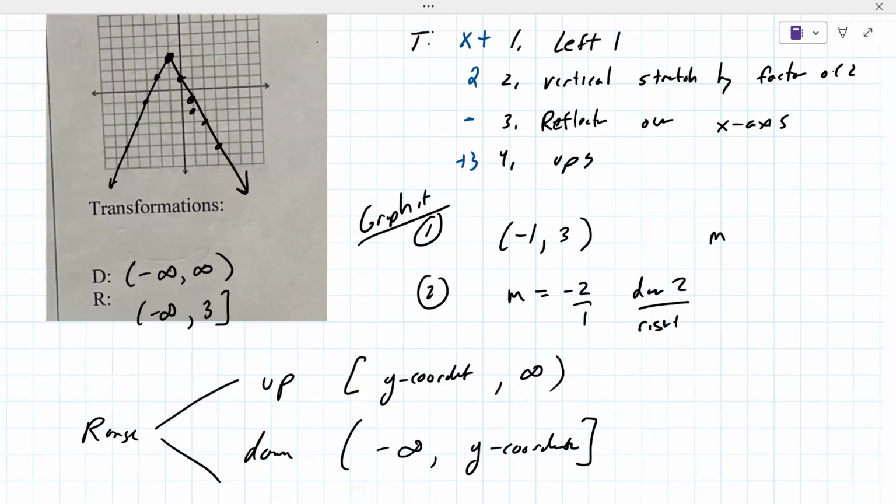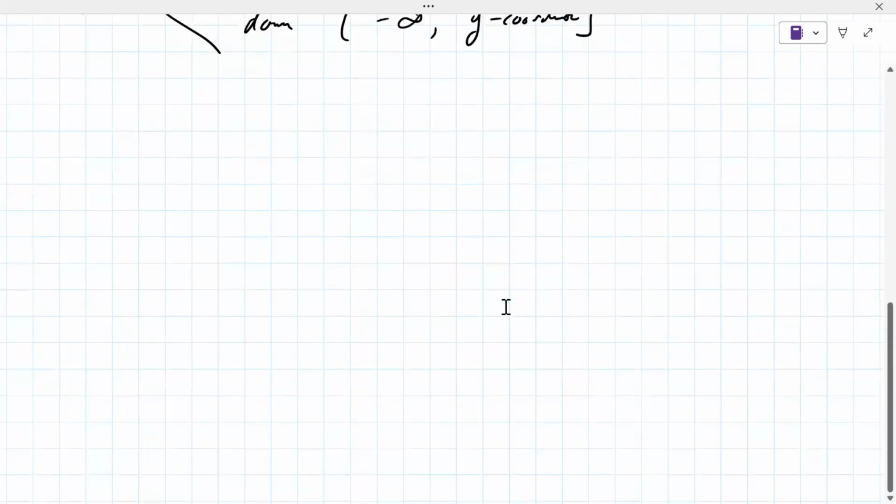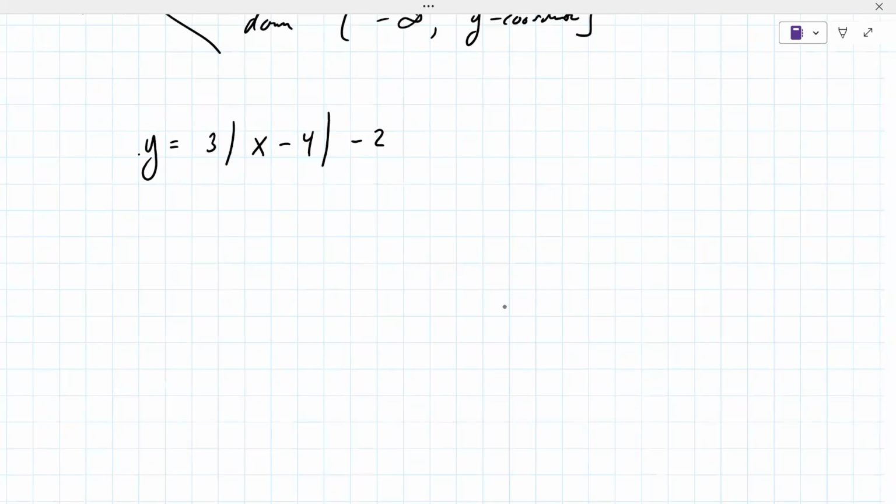Okay, let's do maybe not the whole thing, but let's focus on the transformations because I can see that that's going to be an issue here. So let me give you another one here. Let's say it's y equals 3 absolute value x minus 4, minus 2. So this one has 3 transformations. Let's see if you can give me any of them, all of them, some of them.